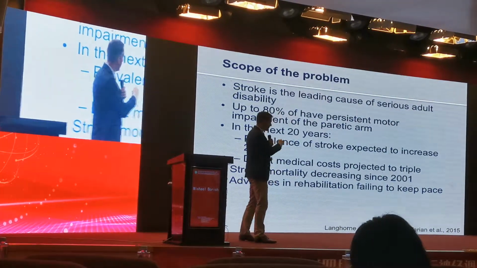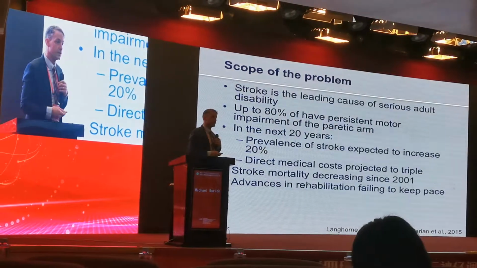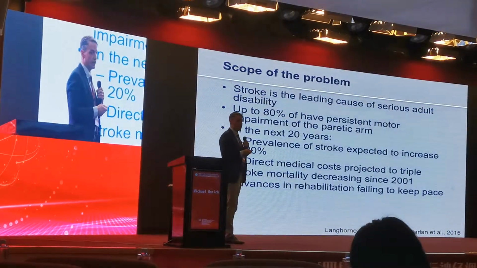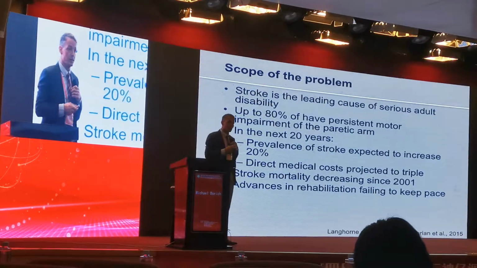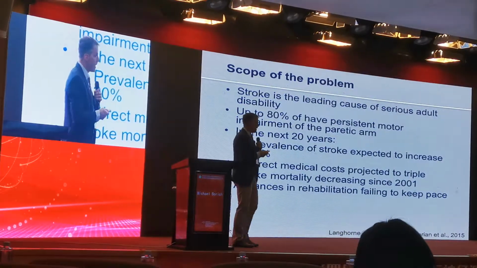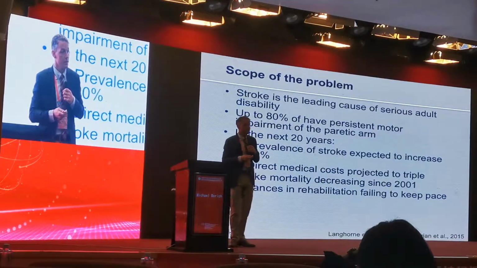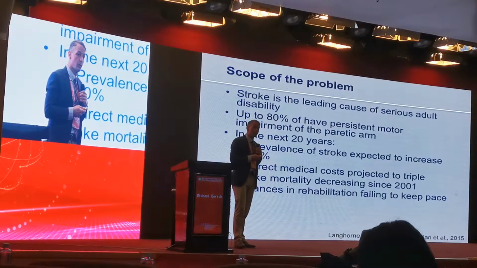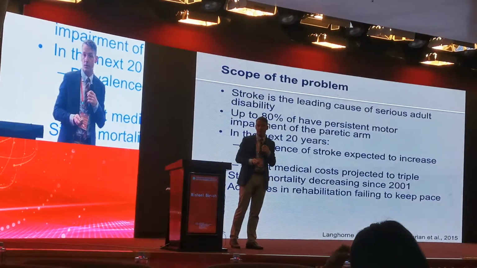And globally, we know that stroke is the leading cause of serious long-term adult disability, and that the prevalence is expected to increase quite markedly in the next 20 years, as well as the projected medical costs. So this is what we think is an urgent medical need. And the good news is that stroke mortality has actually been decreasing. So the field has gotten much better in stroke, acute stroke management. So fewer people are dying after their stroke.